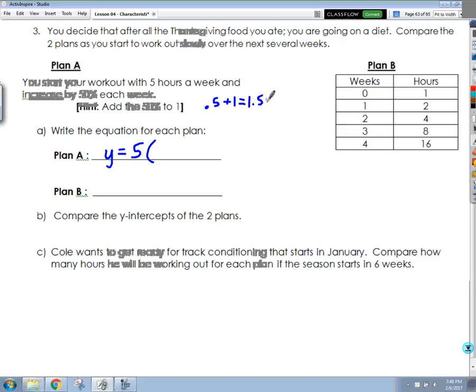Second plan, looks like we're doubling. That one's easy. So y starts off with 1, doubling it every week. Skadoosh. Compare the y-intercepts of the two plans.